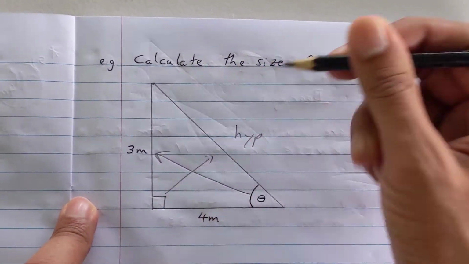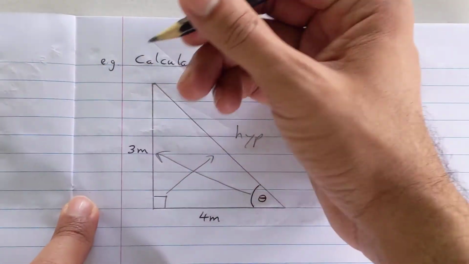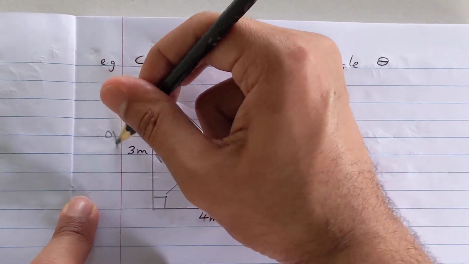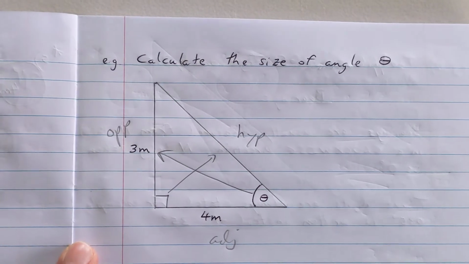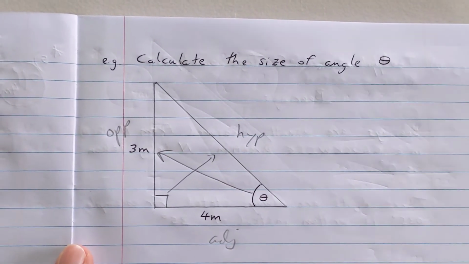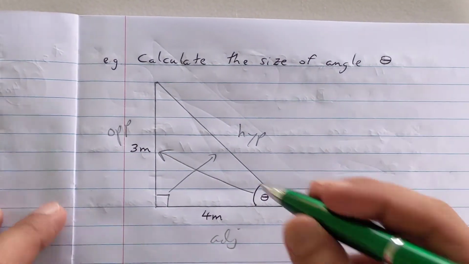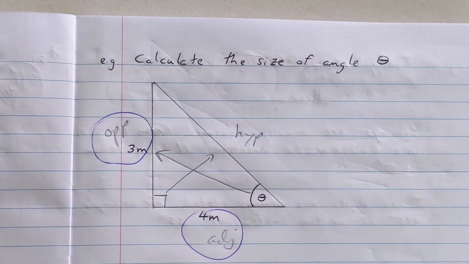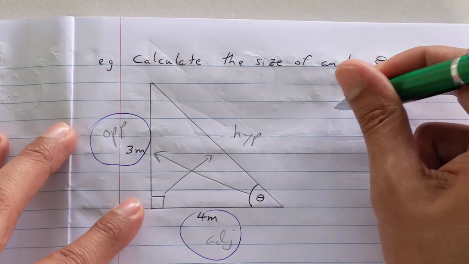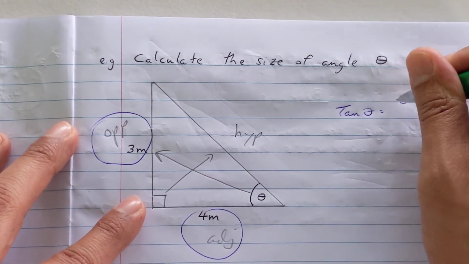So opposite this angle would be the opposite, and this will be the adjacent. So now, just like before, they give me both the opposite and the adjacent. Hypotenuse has nothing to do with this question. So opposite and adjacent means we're going to use tan theta equals opposite over adjacent.